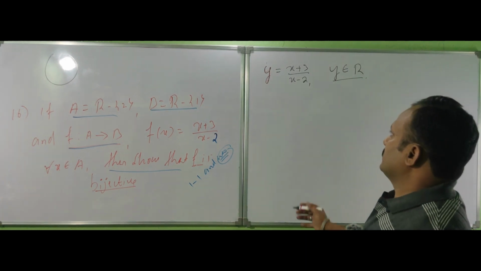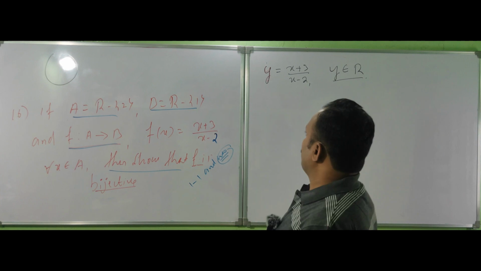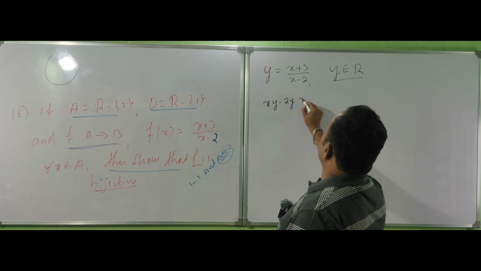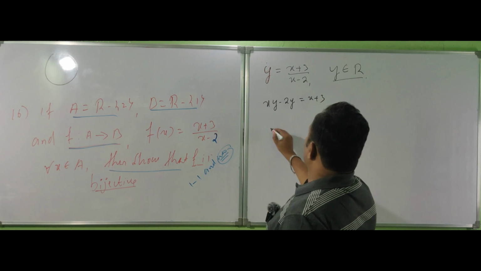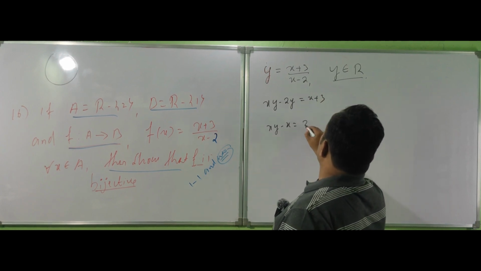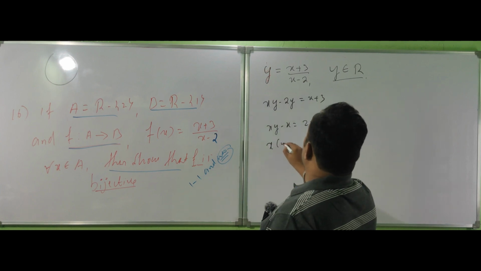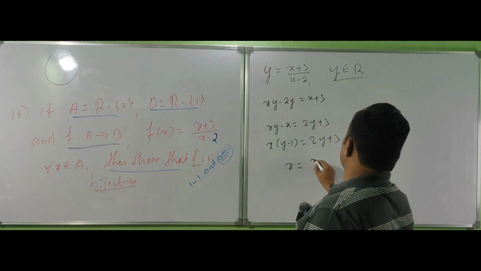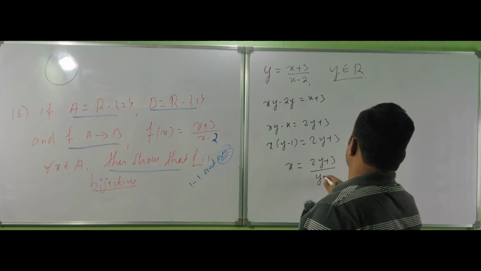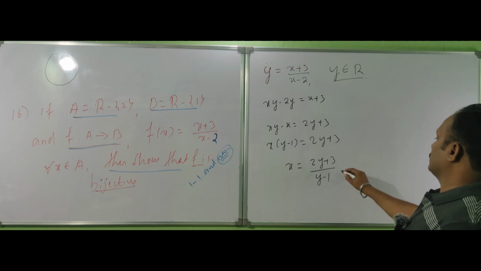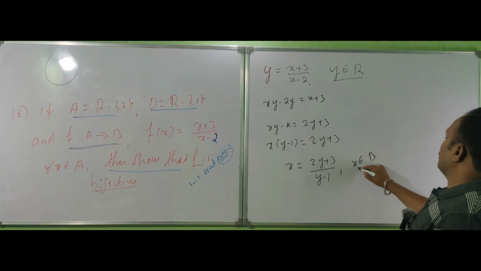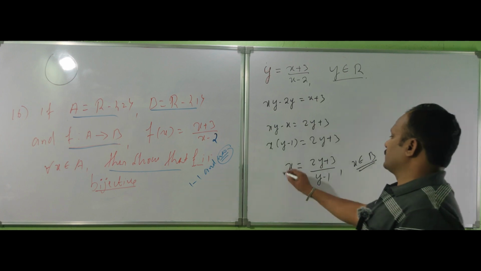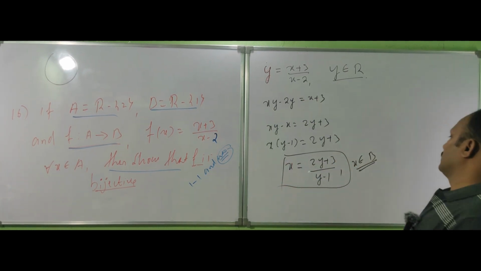For this condition, let us find the formula for x. This becomes xy minus 2y equals x plus 3. Taking xy minus x becomes 2y plus 3, so x times y minus 1 is equal to 2y plus 3. X becomes 2y plus 3 divided by y minus 1. Here x belongs to which set? B. This is very important. If this is true, this belongs to R also.